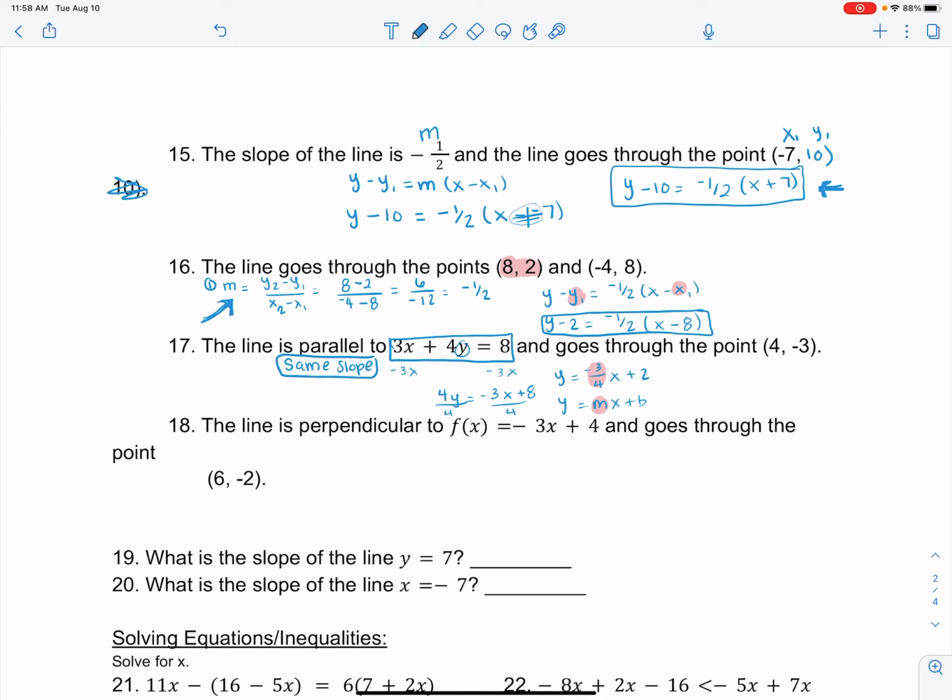So now I'm going to use that slope and this point to write the new equation in point slope form. So y minus y1, which is negative 3, equals m, the slope, negative 3/4, x minus 4. The only thing I have to do is clean up the minus negative, which is really a plus. So y plus 3 equals negative 3/4 x minus 4.